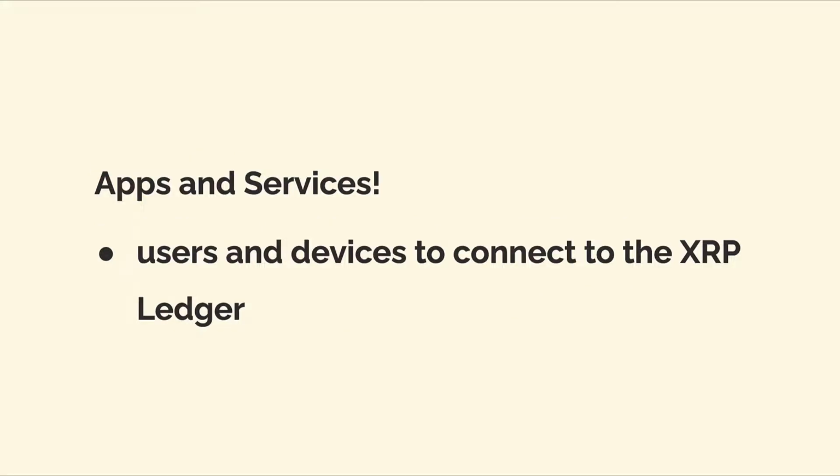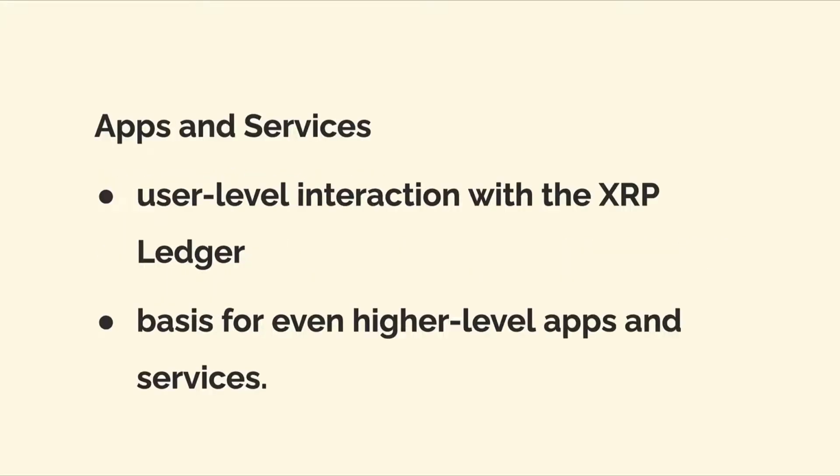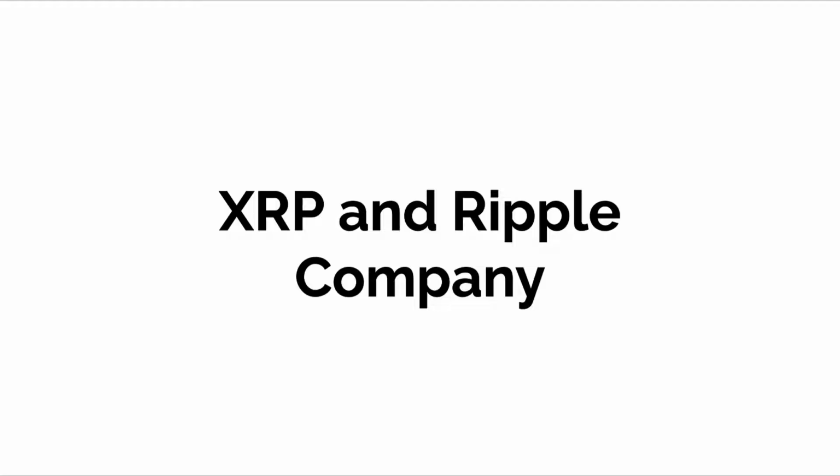And another aspect of the XRP ledger ecosystem are apps and services. Users and devices can connect to the XRP ledger. For example, a decentralized app. You can build a website or a piece of software that can interact with the XRP ledger, and then your clients or visitors can access the blockchain from your app or service. Apps and services are for user-level interaction with the XRP ledger. They provide the basis for even higher-level apps and services.